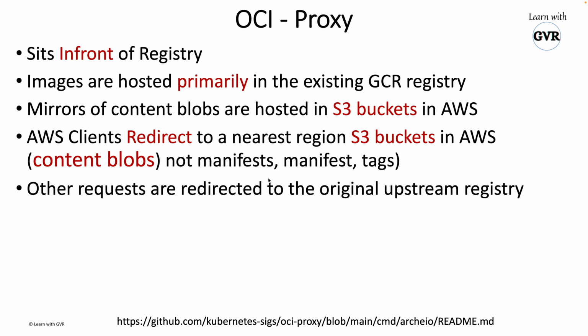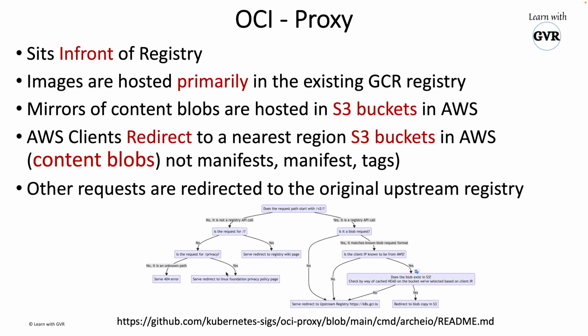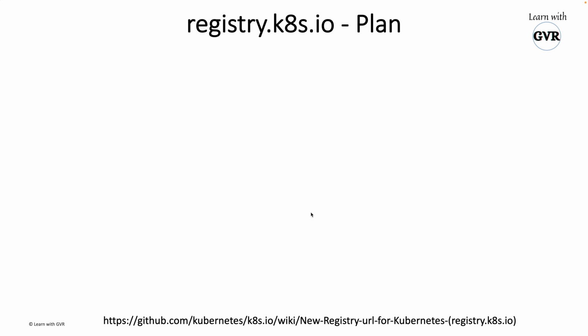And this OCI proxy will have an intelligent routing mechanism, based on which request the underlying end user is requesting. Based on that, they will route it to either the K8s GCR or the nearest S3, so that they will try to route to the nearest, and the network cost will be very low and latency is low.